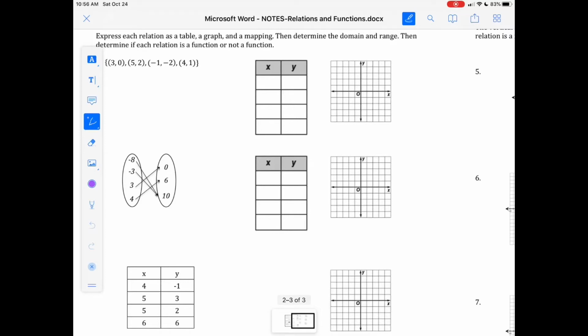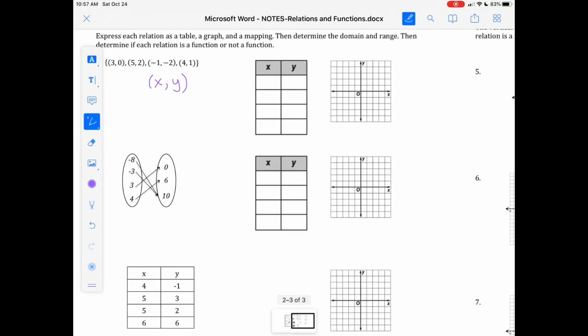Let's take a look at this first example. They're asking us to express this ordered pair as a table of values and also as a graph, keeping in mind that as an ordered pair, it's x comma y, input comma output.